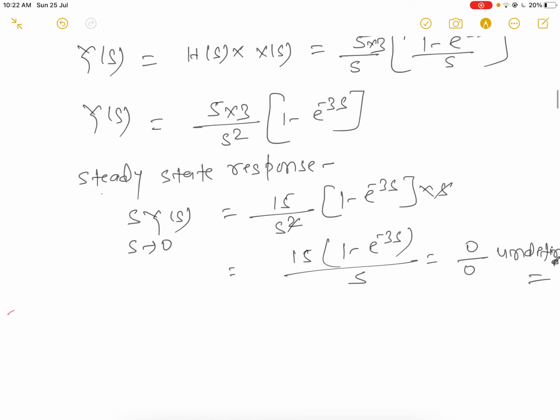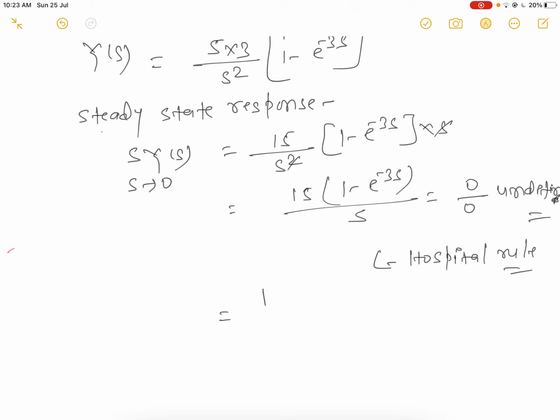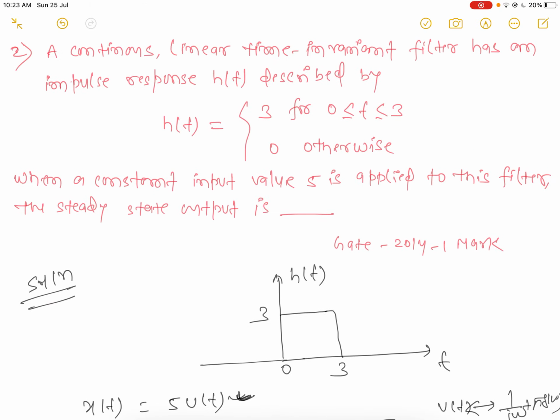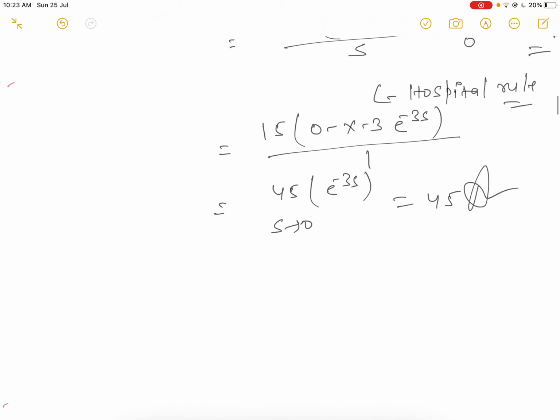Then apply L'Hospital's rule and differentiate the numerator and denominator. Then what will happen? We get 15 times (0 minus (minus 3) e to the power minus 3s) upon 1, that is 45 e to the power minus 3s as s tends to 0. Then we will get 45 as the answer. This one is a fill in the blanks, so no option is mentioned, and the answer will be 45.